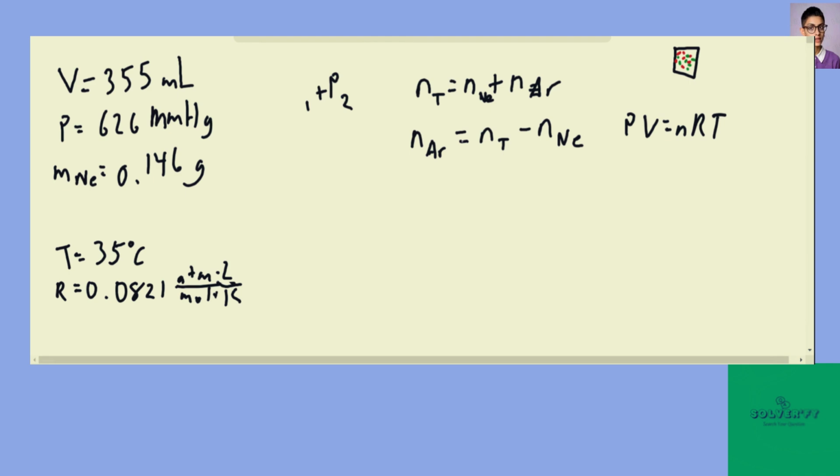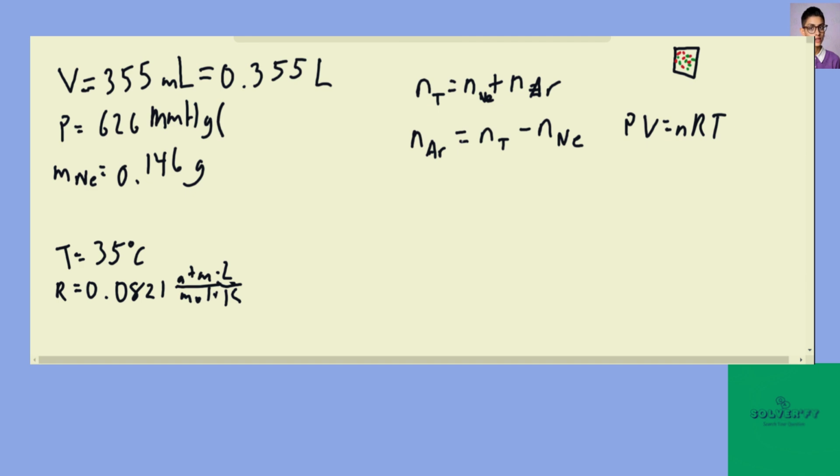So first, let's look back at that data we've been given, because we need to convert these units because not all of these are useful. So for the volume, we don't actually want to know it in milliliters. We're just going to find it in liters, which, if we just move the decimal point, it's 0.355 liters.